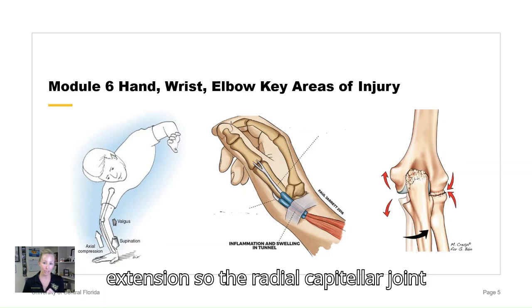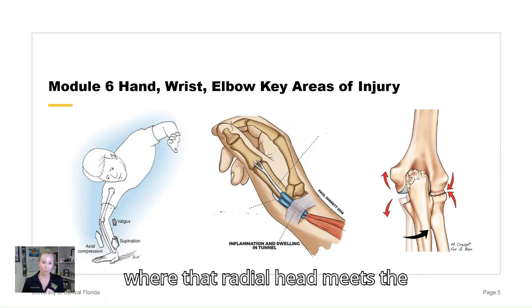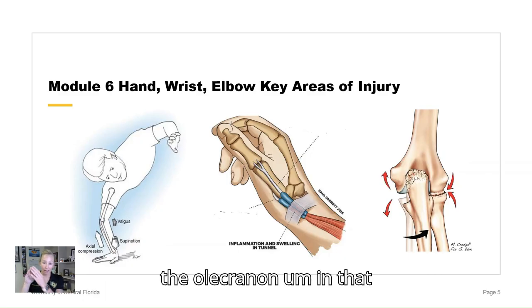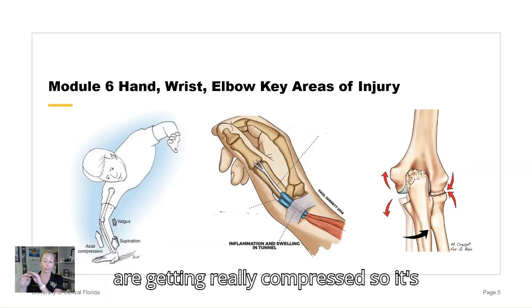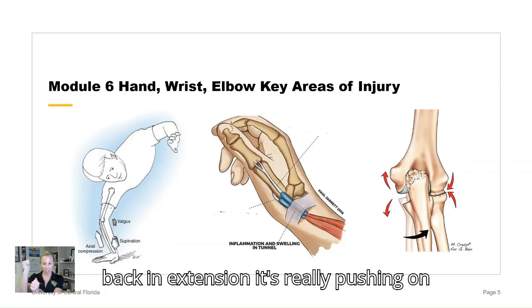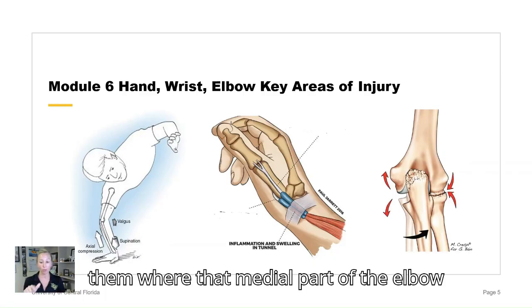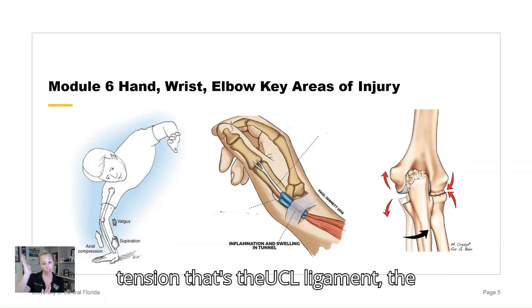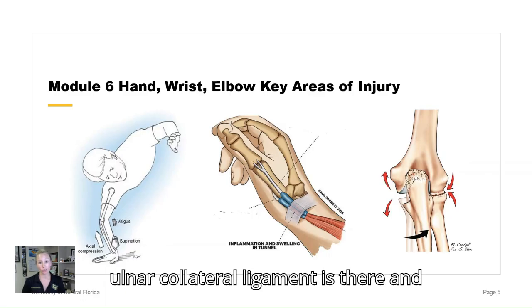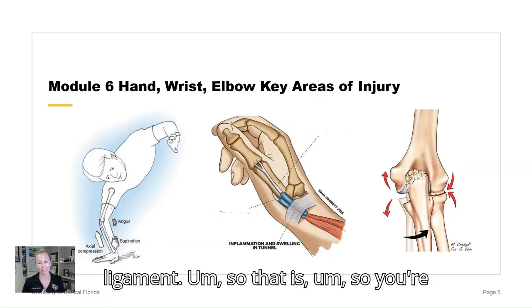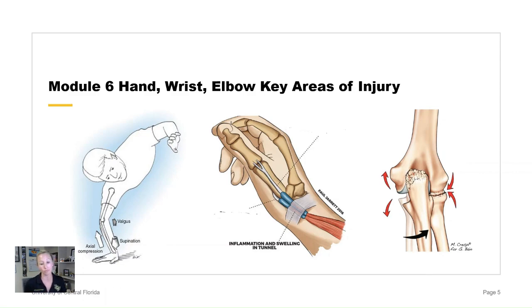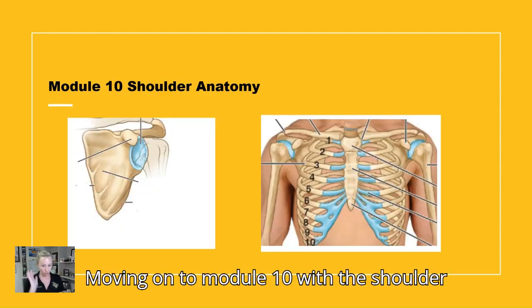So the radiocapitellar joint, where that radial head meets the capitellum, it gets compressed along with the olecranon in that fossa, the olecranon fossa. Those two areas are getting really compressed. So it's back in extension, it's really pushing on them. Where that medial part of the elbow is, where those arrows are pulling apart, it's tension. That's the UCL, the ulnar collateral ligament, and there's a lot of tension on that ligament. So you're worried about tension on the UCL and compression of the radiocapitellar and the olecranon fossa area. Moving on to Module 10 with the shoulder anatomy.